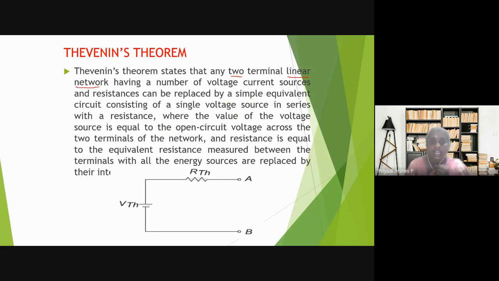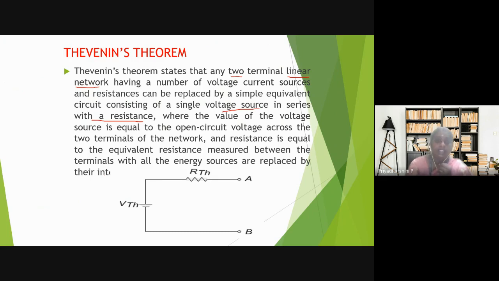having a number of voltage and current sources and resistances, can be replaced by a simple equivalent circuit consisting of a single voltage source in series with a resistance, where the value of the voltage source is equal to the open circuit voltage across the two terminals of the network, and the resistance is equal to the equivalent resistance measured between the terminals, with all the energy sources replaced by their internal resistance.